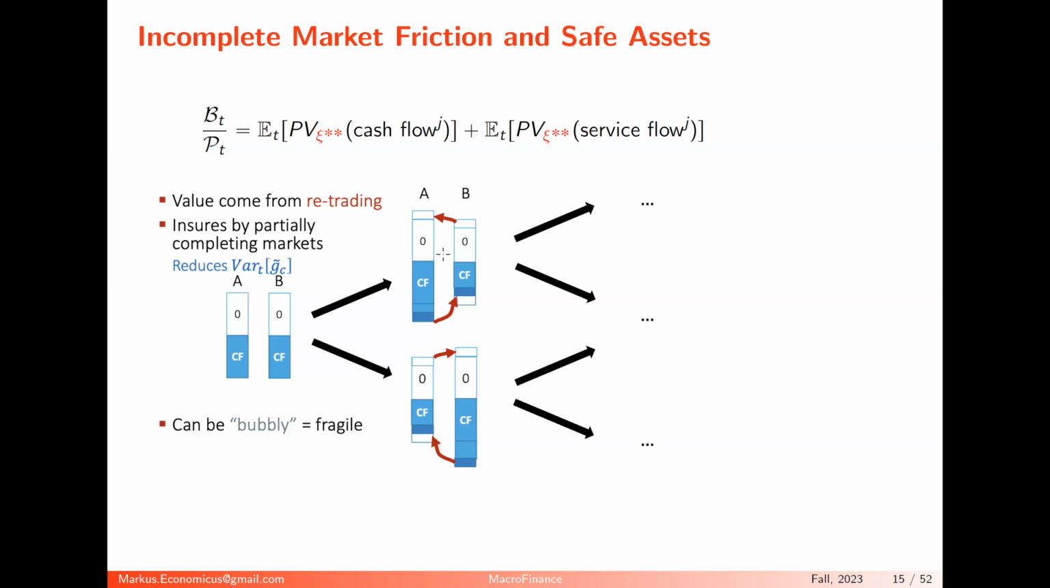Okay? And that's the service that this 0 cash flow asset provides. And we value that. Okay? So there's a service flow to that. And because of that, it has positive value. Because if you just take the cash flow, the asset should be worthless. But it helps us to overcome the incomplete market friction. Okay, that's the economics behind that.